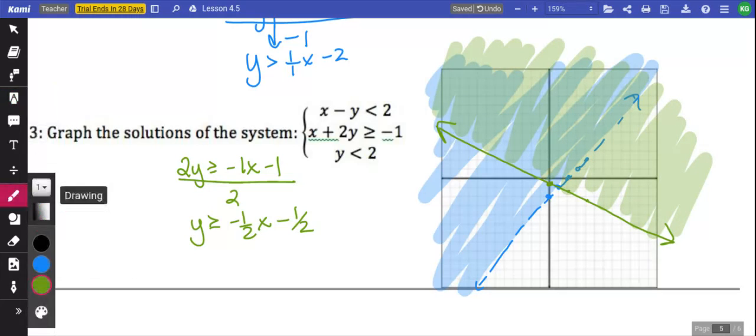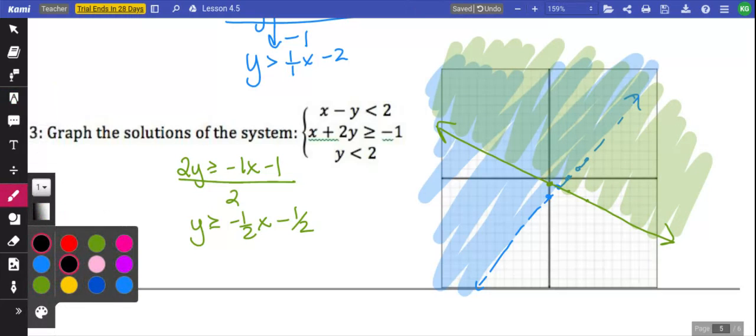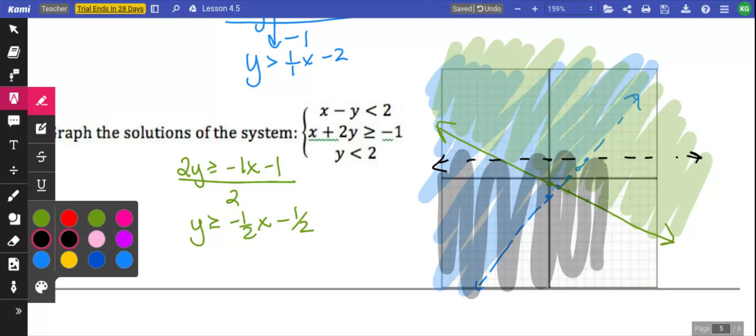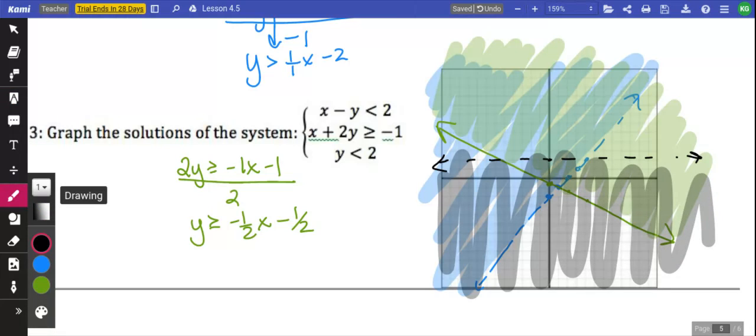And the last one is y is less than 2. So at 2 on the y, and it's going to be a dashed line. And it's less than, so I'm going to shade below. And so we can see that the little area that they are all within is this little triangle area here.